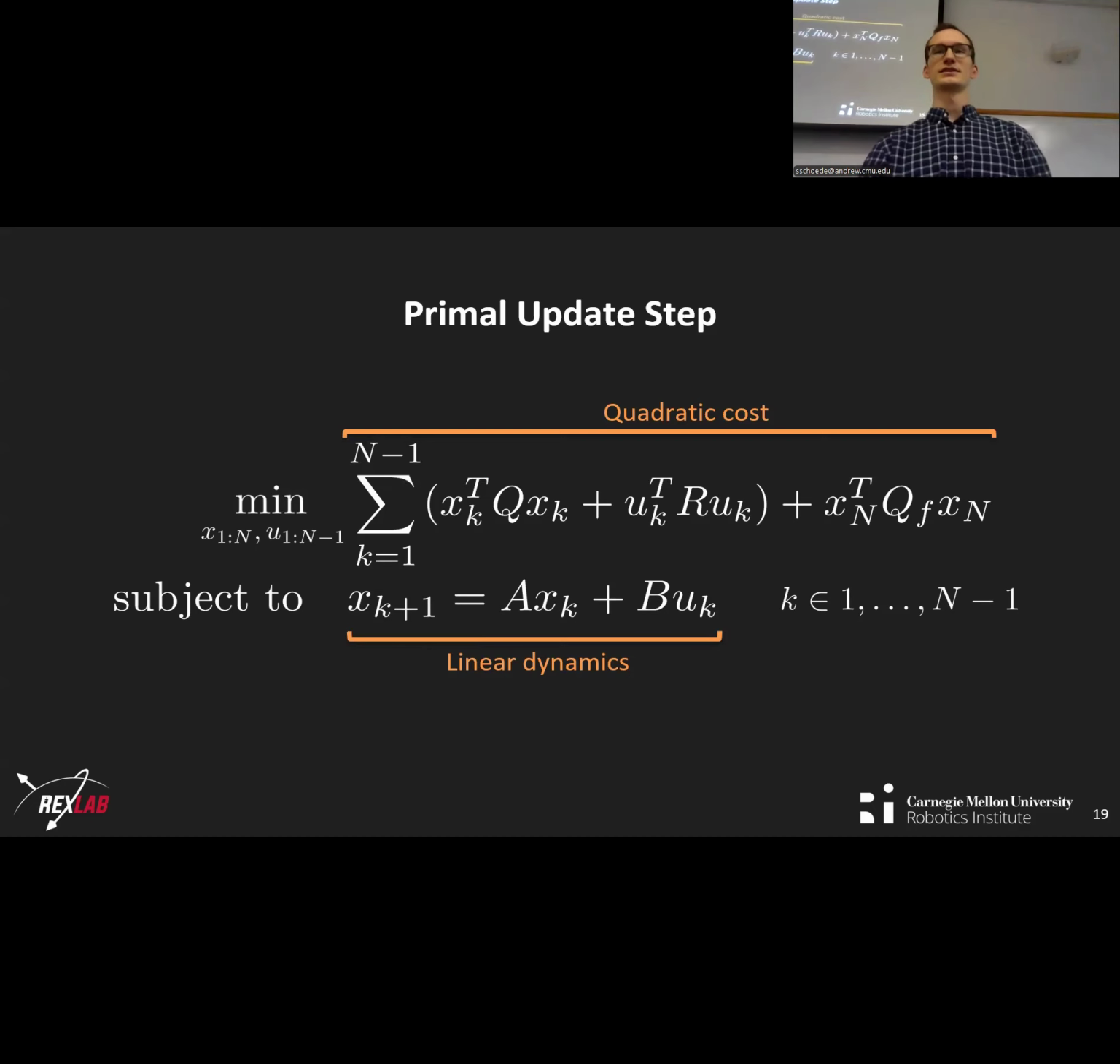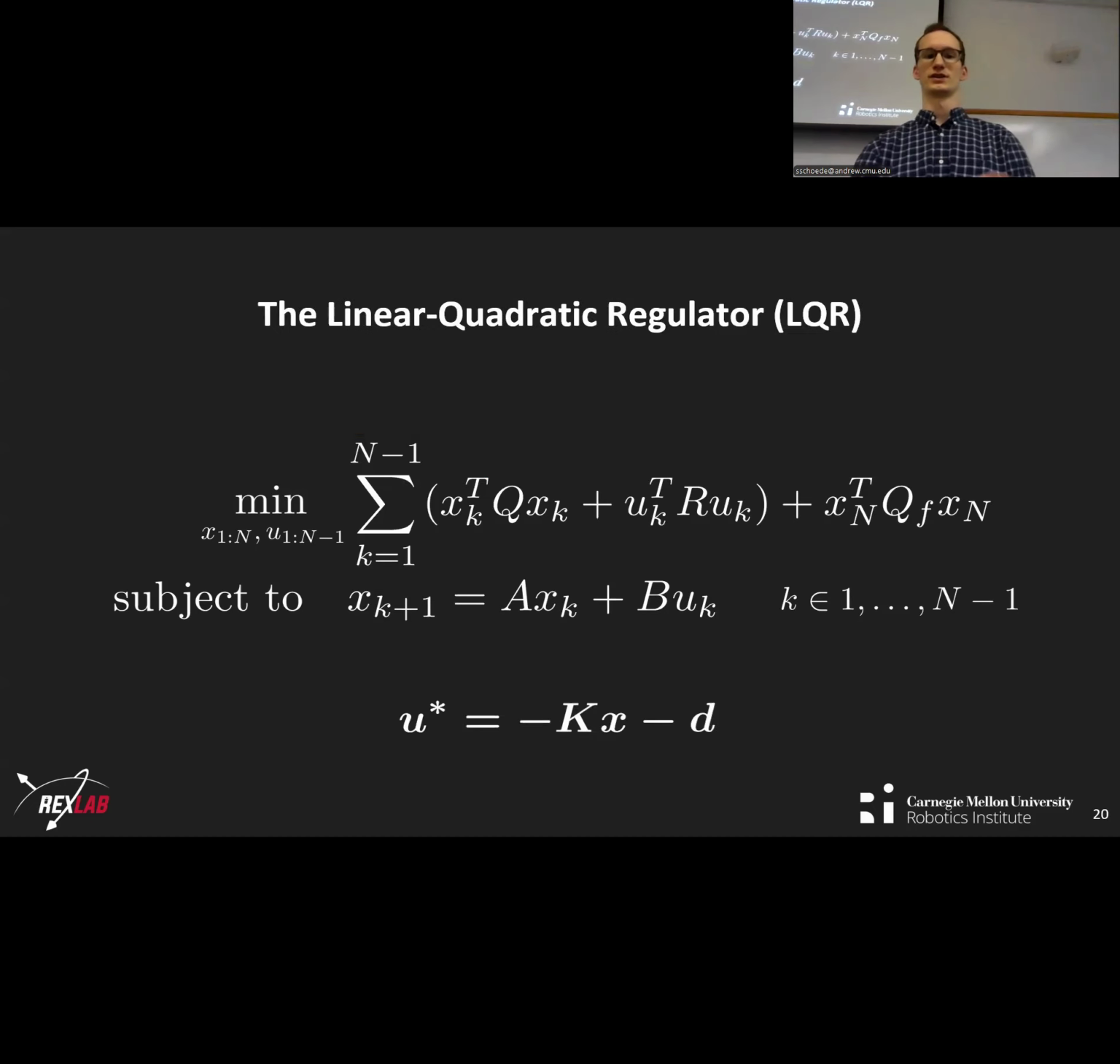And this looks exactly like a linear quadratic regulator with linear dynamics, quadratic cost. And this is really nice for us because we know how to solve this problem. This is the solution. This update step at the bottom here is the solution to Riccati recursion. And it's in the form of an optimal gain matrix K and a feed-forward term lowercase d.